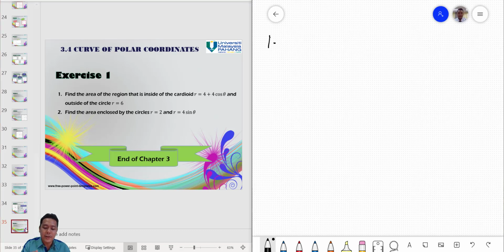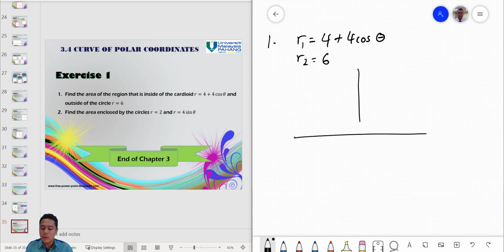Okay, for question 1, we have two polar curves, which is a cardioid and also a circle with the origin as the center. The best way to visualize this problem is we want to find the area of a region inside the cardioid but outside the circle. So it's better for us if we manage to sketch it first, so we can get a brief idea which are the areas that we want to find.